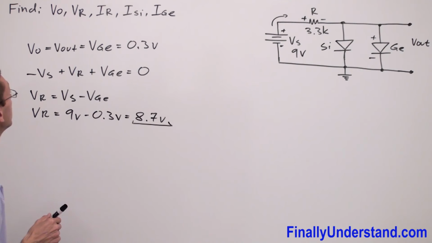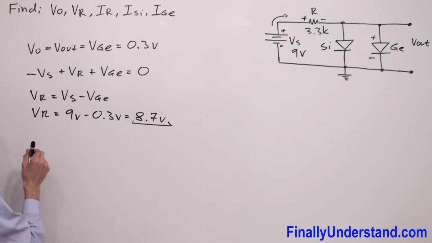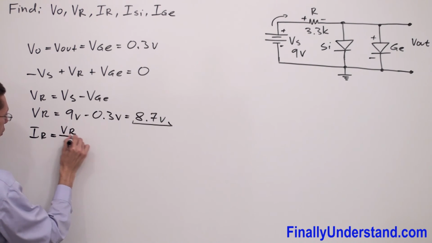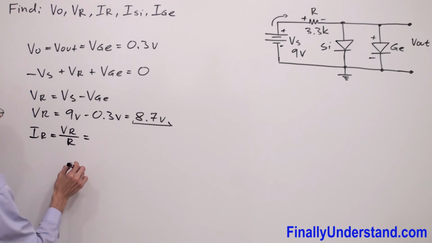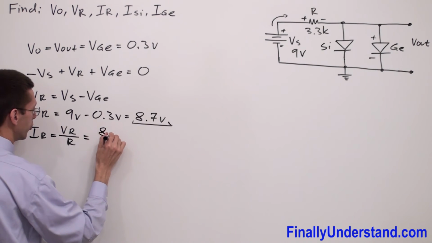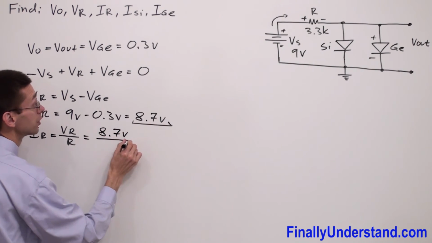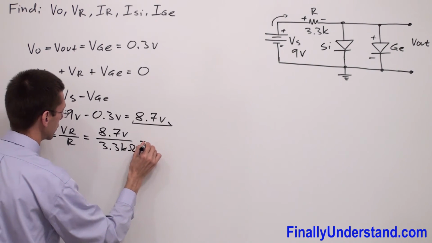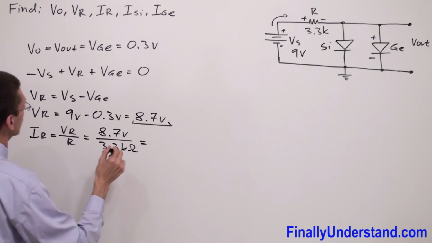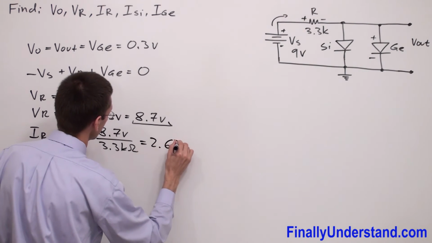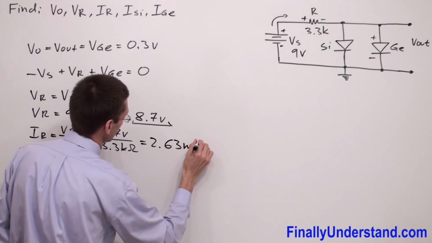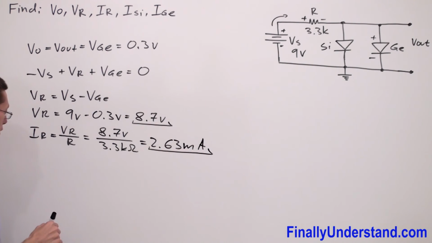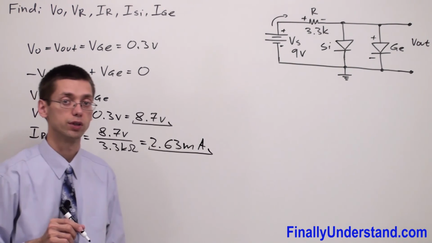Next, we're supposed to find the current which goes through this resistor. Current IR is equal to VR over the resistance, where VR is equal to 8.7 volts over the resistance 3.3 kilohms. So IR is equal to 2.63 milliamps. So this is the current which goes through the resistor.